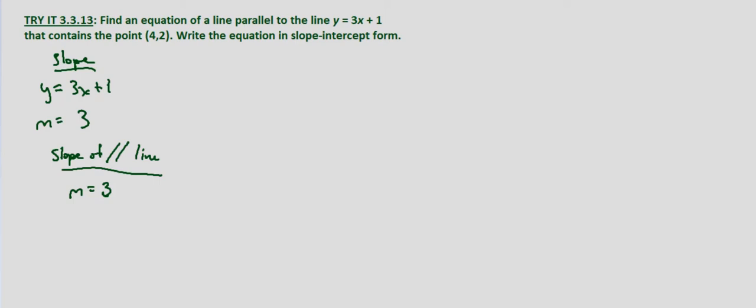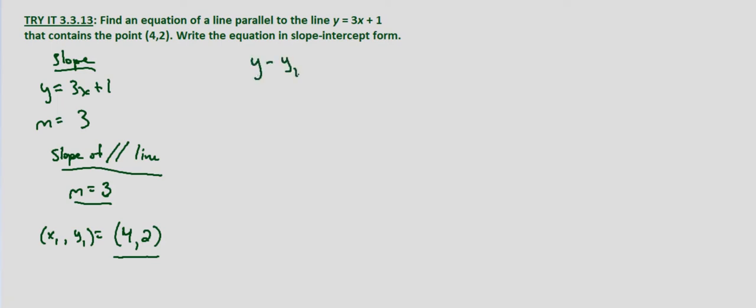Now we're given a point. Anytime we're given a point, that's an indicator that we're probably going to use point-slope form. So let's go ahead and identify our point. We have (x1, y1) equals (4, 2). So we know the slope is 3. We know a point is (4, 2). So now we simply put that into point-slope form.